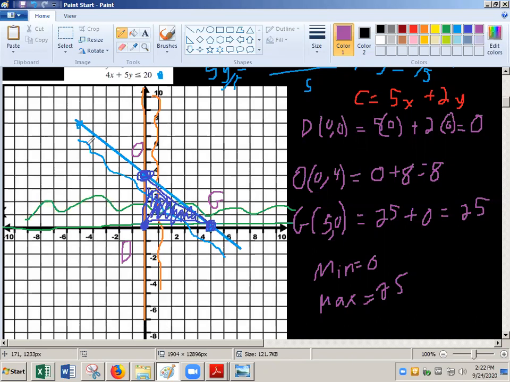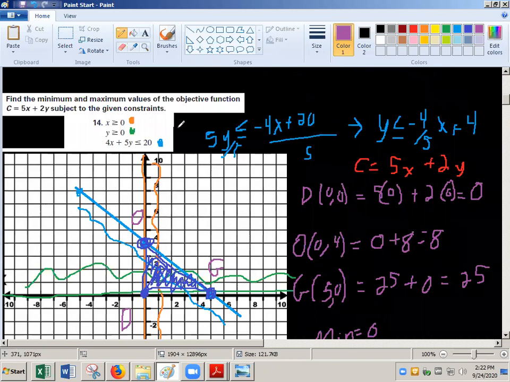How do I draw the straight line? Or a dash? How do I know if it's a bold line or a dashed line? That depends on whether it's less than or greater than, or if it's less than or equal to, greater than or equal to. See the little line underneath here? That's what's telling me it's "or equal to."